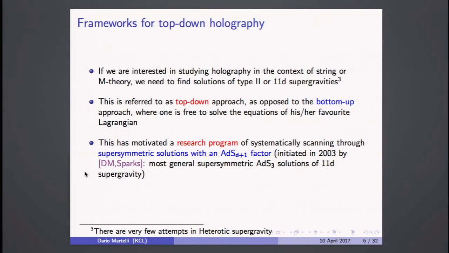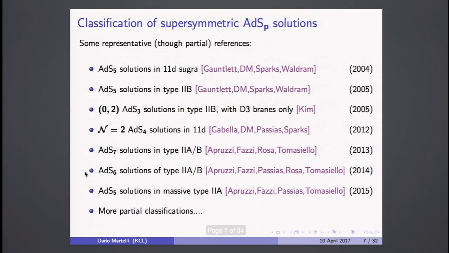So this has motivated some research in the last 12 or 13 years or so for scanning systematically through the supersymmetric solutions with an anti-de Sitter factor, and in general a warp factor, in 10 or 11 dimensions. So this is a program to which I have contributed some initial work, as I will show in a second, and then many other people have contributed. This is a partial list of representative references.